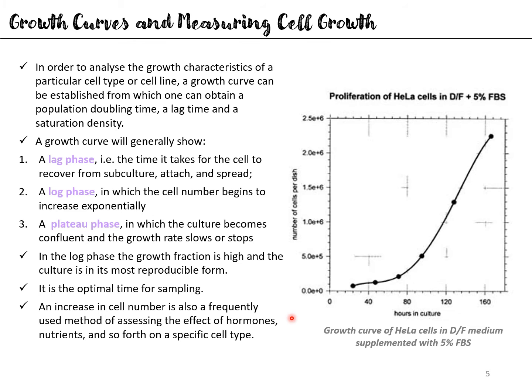So this is what a typical growth curve looks like. This is your lag phase, where your cells are getting adjusted to the new medium. Then you have your exponential or log phase. This growth curve is of HeLa cells in DMEM medium supplemented with 5% FBS, where FBS is your fetal bovine serum.